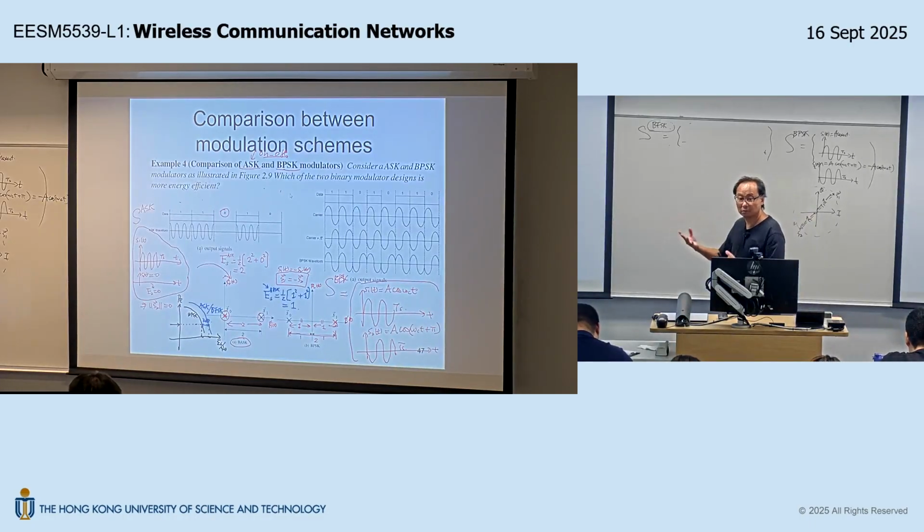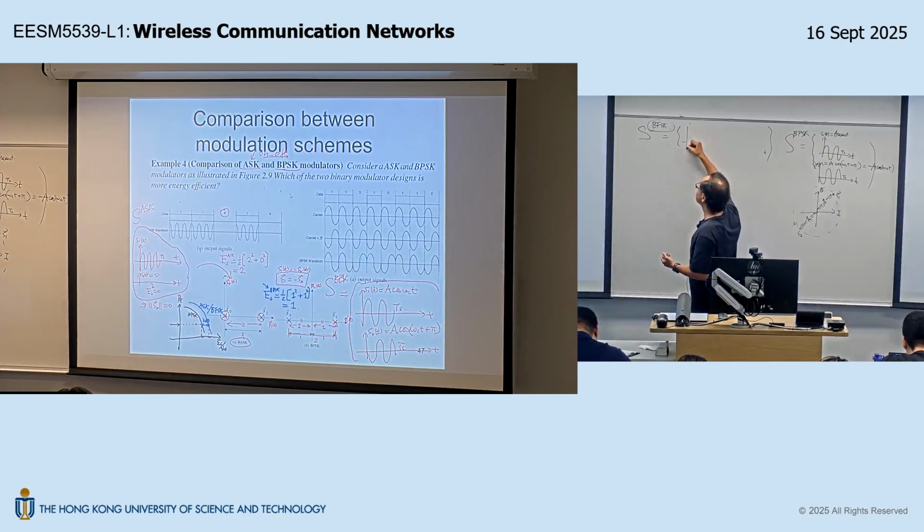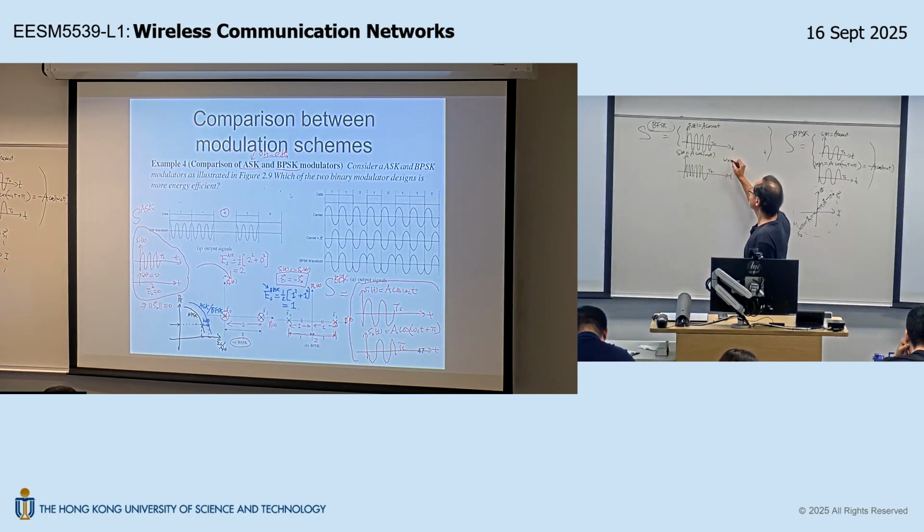But we can still use the black box model to embrace this different design. For BFSK, it's just another 2 different signal members. But the 2 signal members have a special structure. S1(t) is A cosine omega 1 t. And then S2(t) is A cosine omega 2 t. It's faster frequencies. Where this omega 2 minus omega 1 has to be 1 over Ts.